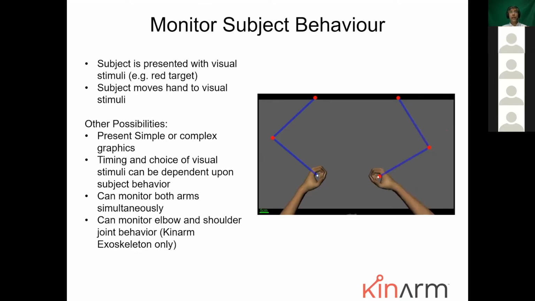And if you had an exoskeleton, you'd be able to monitor shoulder and elbow joint as well. Obviously, with the Kinarm endpoint robot, you can only monitor where the hand is, because that's all you have connected to the robot.